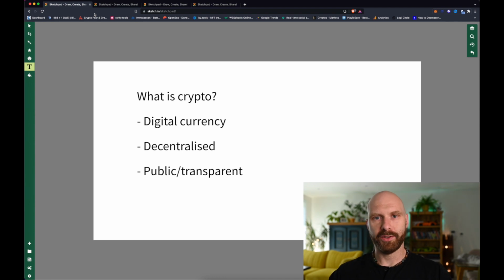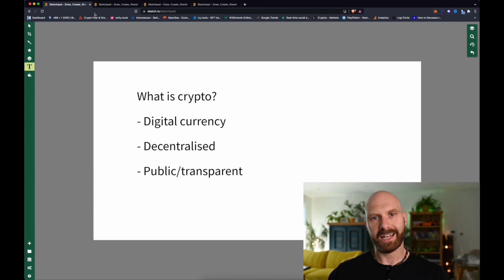So the only way to hack a blockchain would be to take control over 51% of the network, which in theory is possible, but it's just so expensive that it's extremely, extremely unlikely. It's a bit like trying to hack the internet.